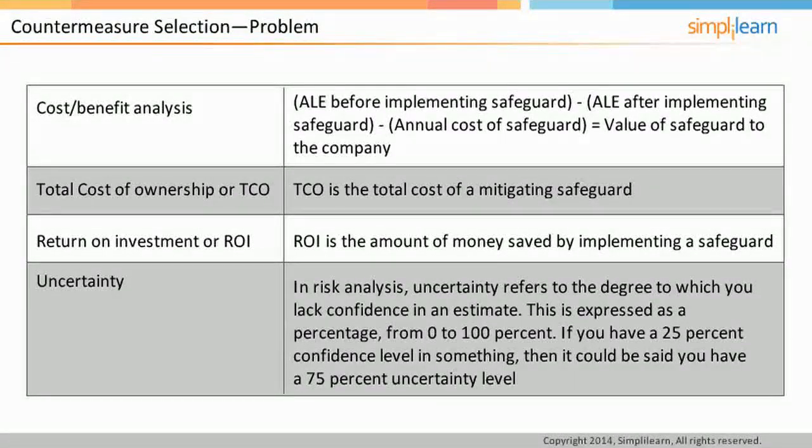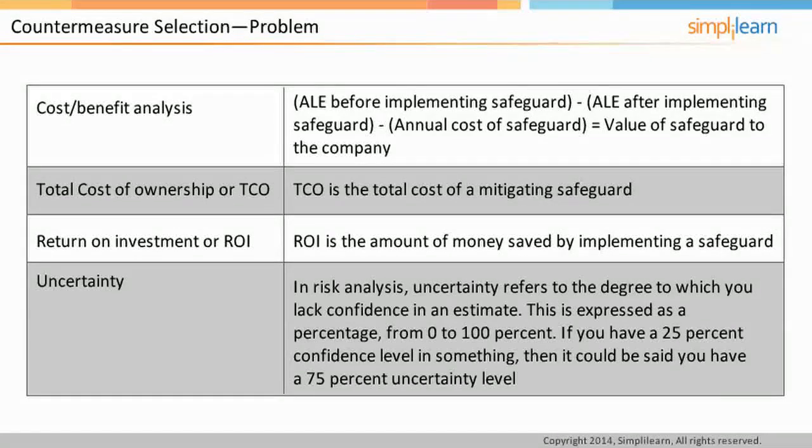For example, if the ALE of the threat of a fire bringing down a web server is $10,000 prior to implementing the suggested safeguard, and the ALE is $2,000 after implementing the safeguard, while the annual cost of maintenance and operation of the safeguard is $500, then the value of this safeguard to the company is $7,500 each year. Other factors that influence the selection of countermeasure or safeguard are TCO and ROI. Total cost of ownership, or TCO, is the total cost for a mitigating safeguard. Return on investment, or ROI, is the amount of money saved by implementing a safeguard.